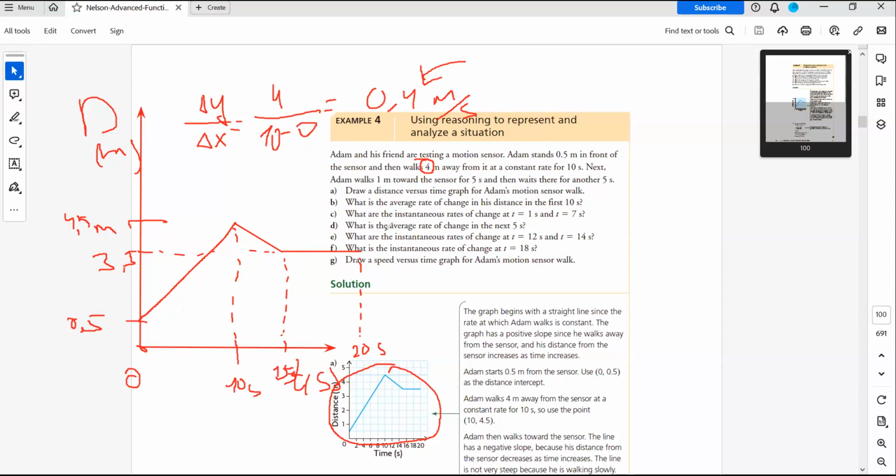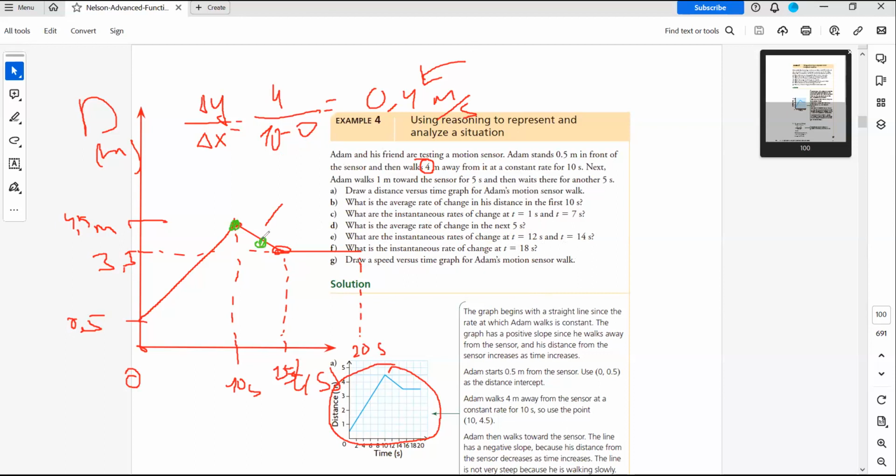Okay? What is the average rate of change in the next 5 seconds? In the next 5 seconds, it would be negative because he was getting closer to the sensor. That would have some specific value. Just use this formula to calculate it. What are the instantaneous rates of change at time equals 12 seconds and 14 seconds? At 12 seconds, it would be equal to the average rate of change in this interval. I'm going to use a red color to highlight it.